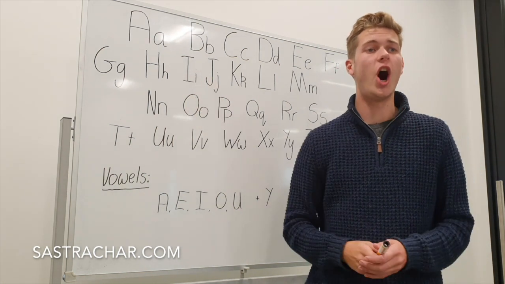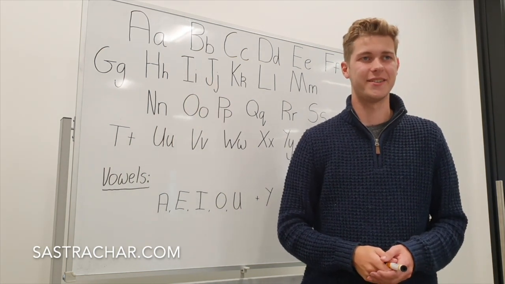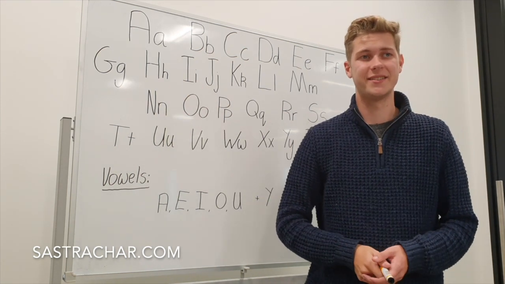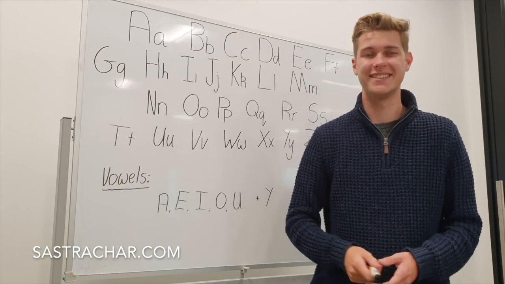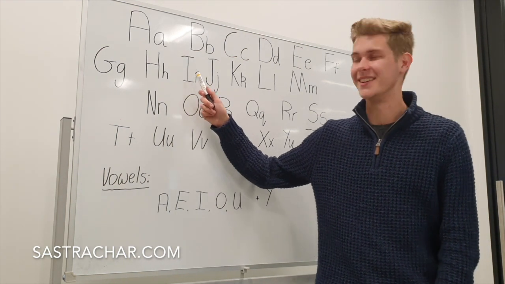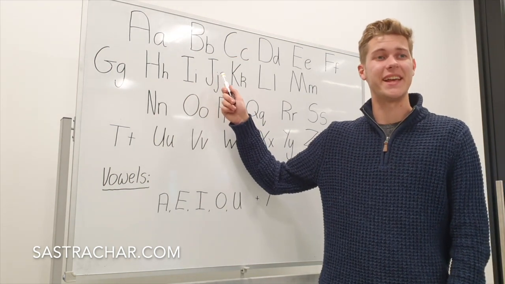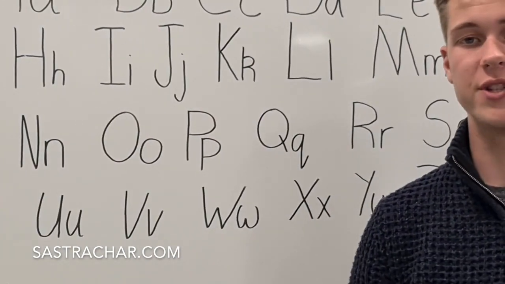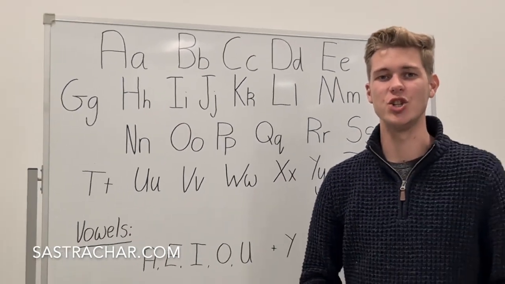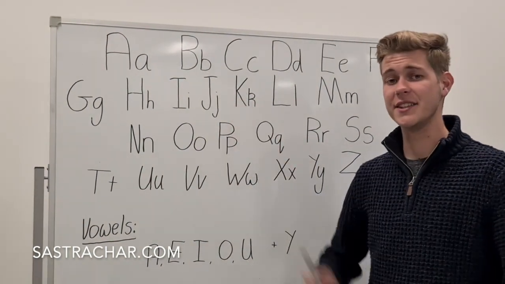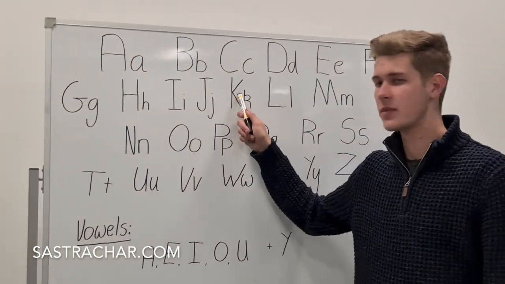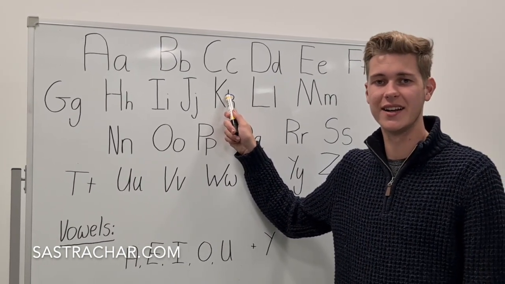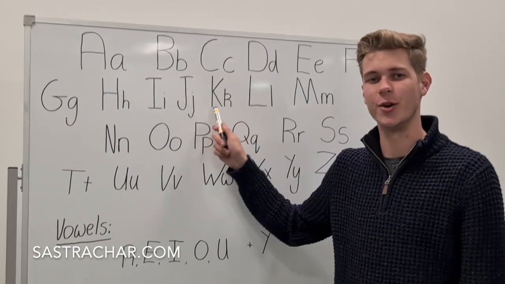This letter is an I. I. And the I goes or I. Is I. This here is a J. J. The J goes J. This letter here is a K. K. The K goes K. Just like the C, it goes K.